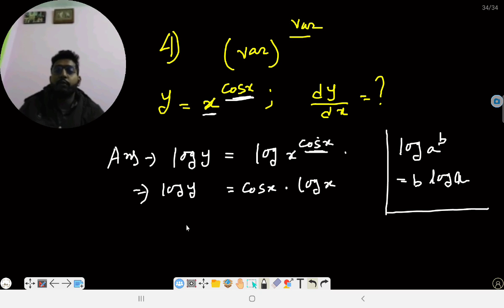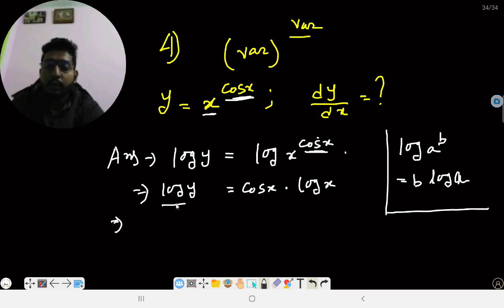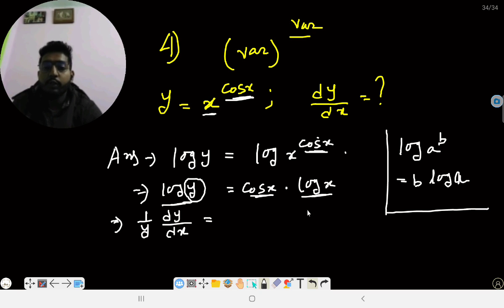Now we have to differentiate with respect to x both sides. If I differentiate this one, the derivative of log y will be 1 by y, and use the chain rule. Here it is y, and we are differentiating with respect to x, so that will be dy/dx. And here you can see this is a u and this is a v, so it is the uv form.